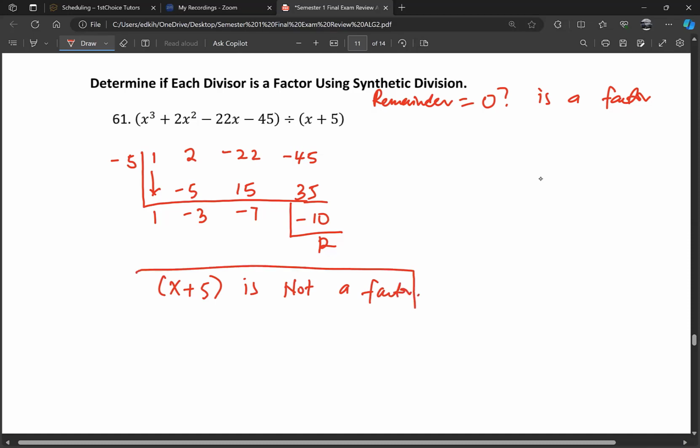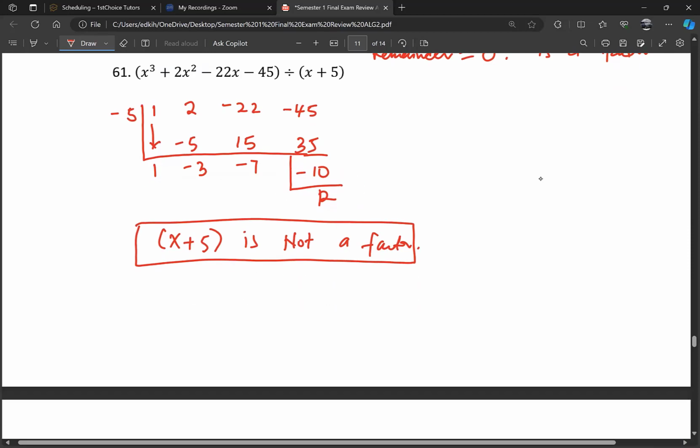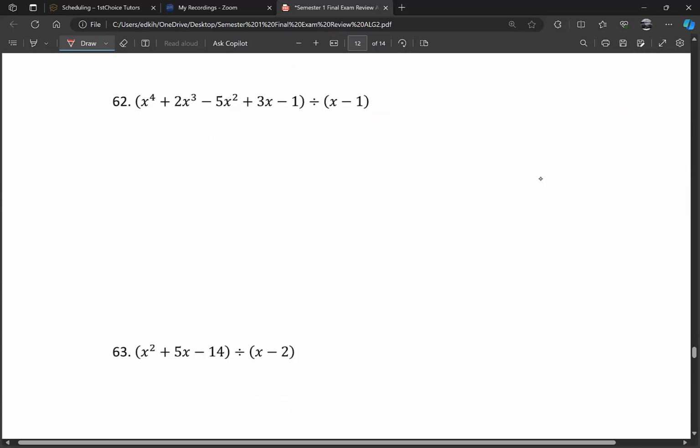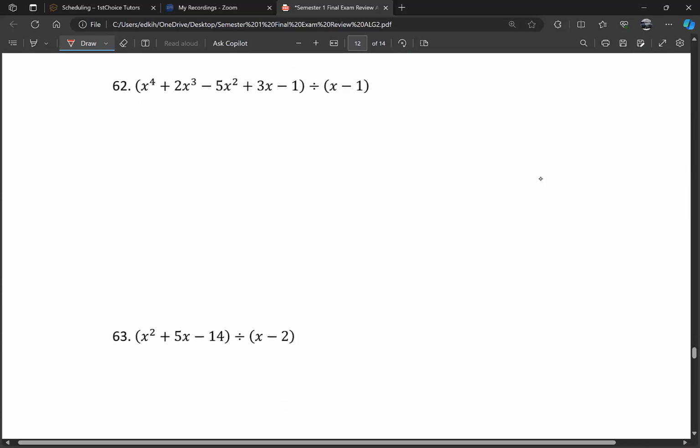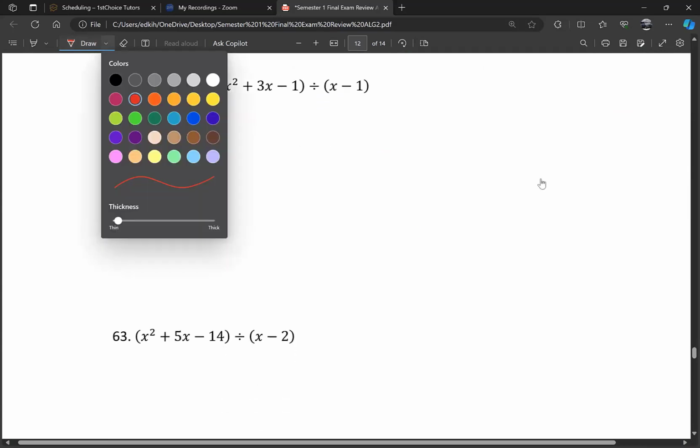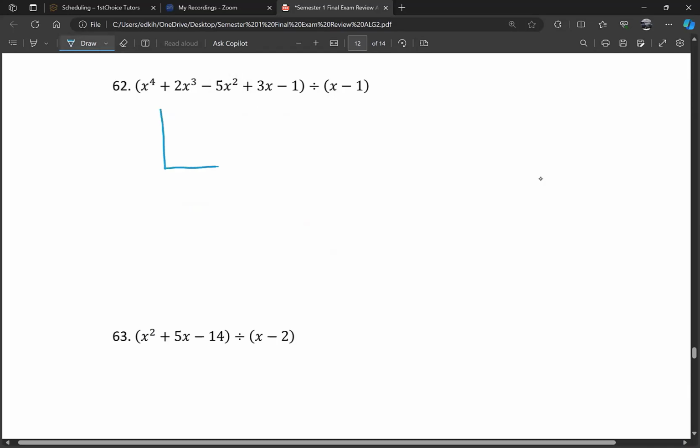That's your answer. Or you can just say no. Had we gotten the remainder of 0, then the answer would have been yes, but we didn't. We got a -10. So there you have it. And that's what we're going to do for the rest of these. I'm going to change the color here so it's not so monotonous. Instead of the synthetic division, a 1 goes on the outside. 1, 2, -5, 3, -1. Drop down the 1. Multiply, add.